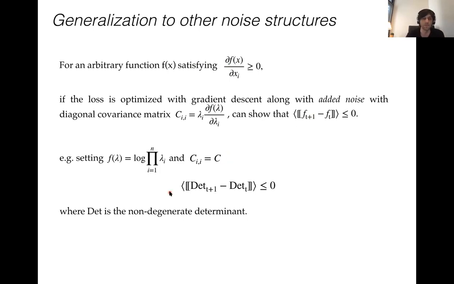So for example, if F were the log product of the eigenvalues, then it turns out that the noise you would add should be isotropic, and that actually makes the determinant of the Hessian decrease, which is potentially an interesting quantity. So this is pretty cool.